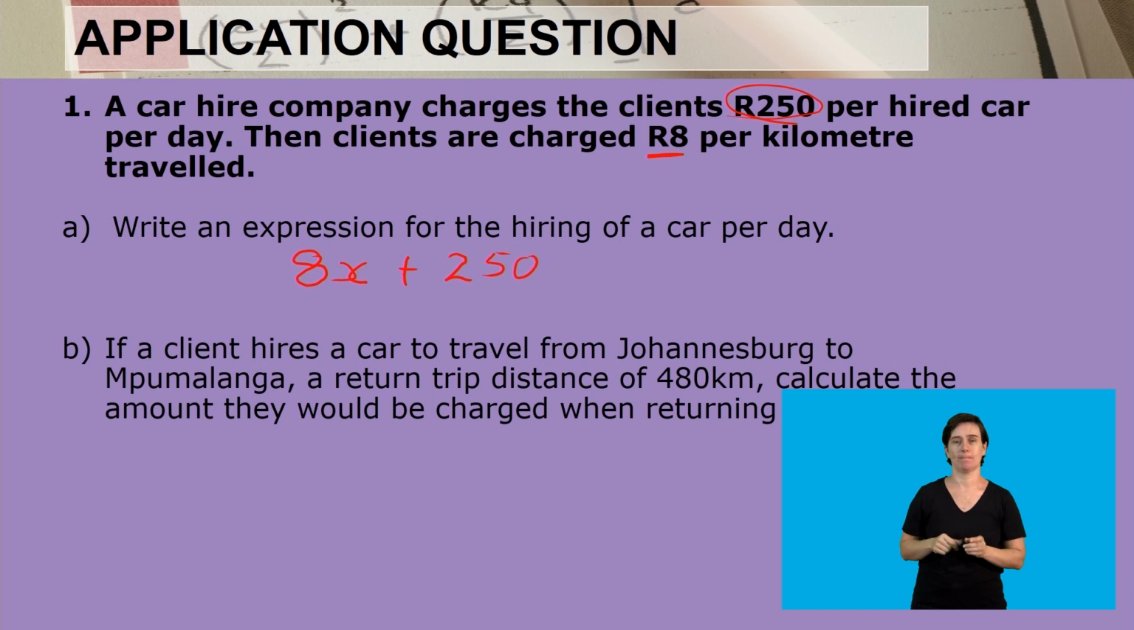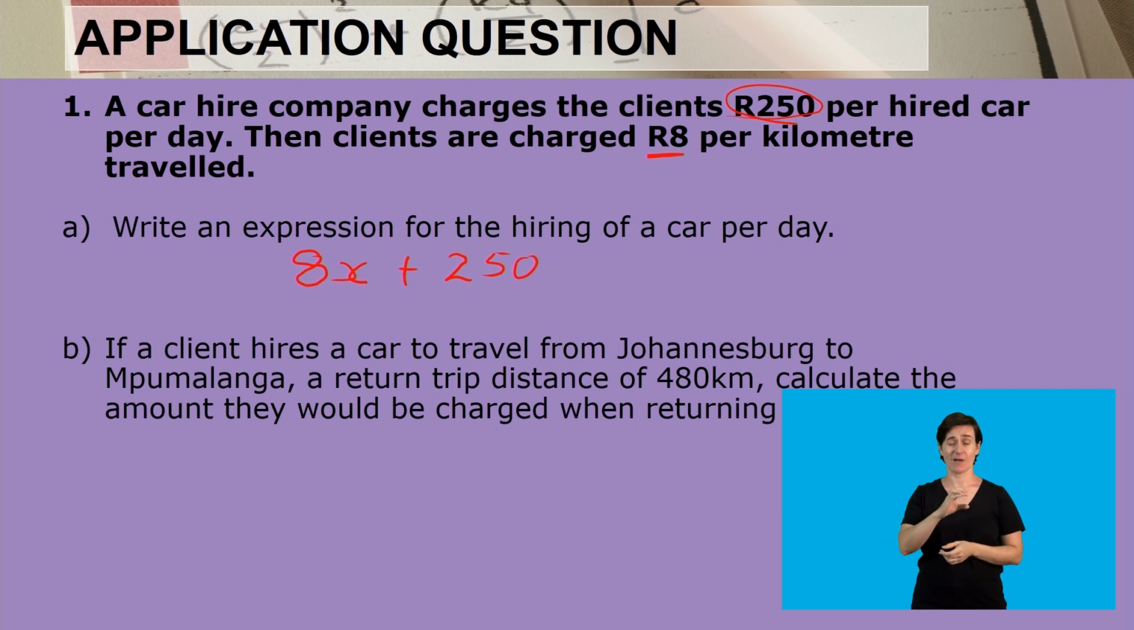So that is an expression for us. We have a constant 250, and we have X, which is a variable. So now we've written that mathematically as an expression. All right, let's see how it works in the next question.